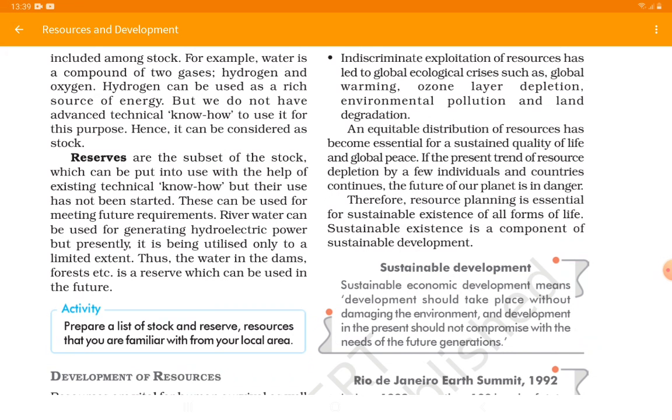Hence it can be considered as a stock, and the reserves are the subset of a stock which can be put into use with the help of existing technical know-how, but their use has not been started. These can be used for meeting future requirements.